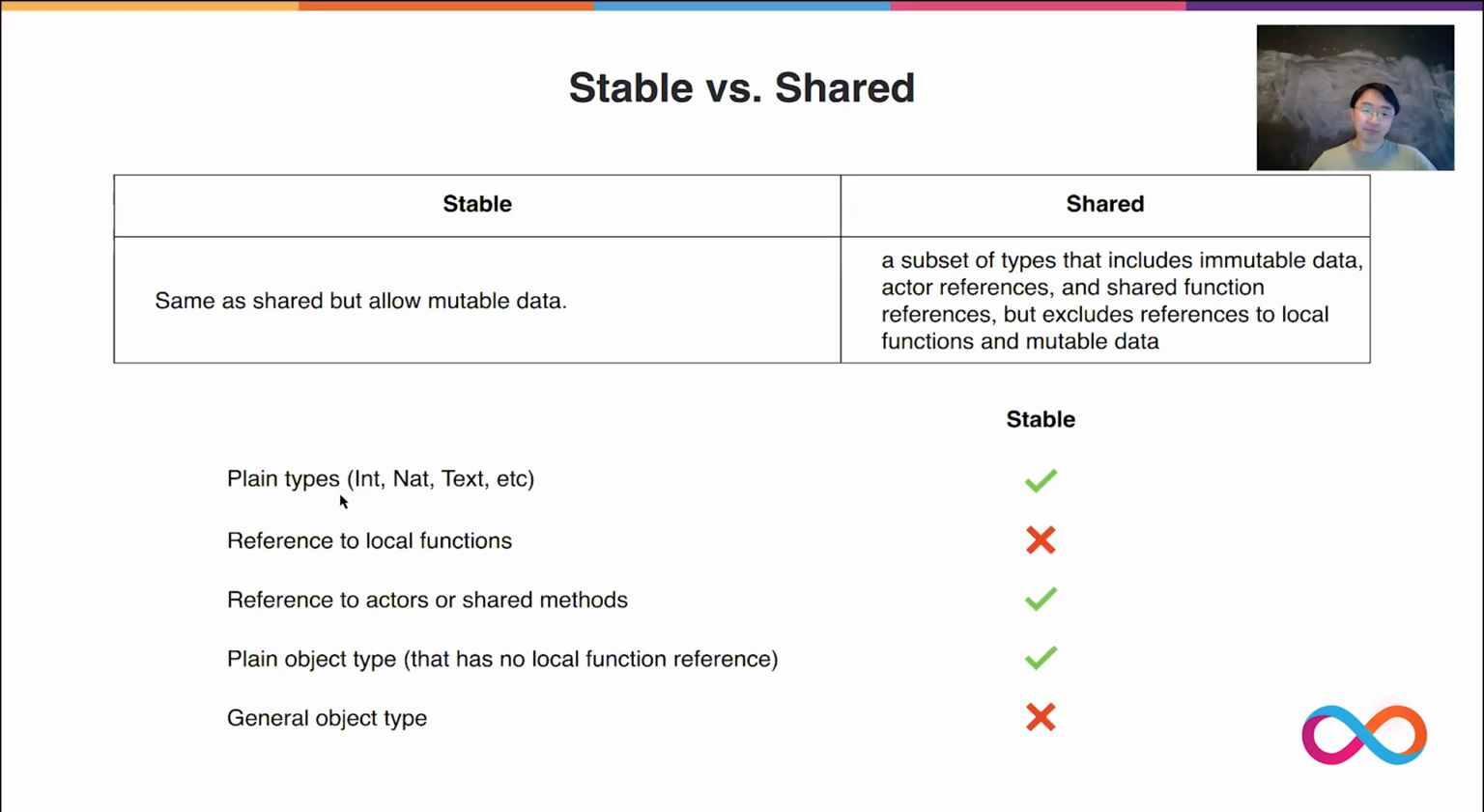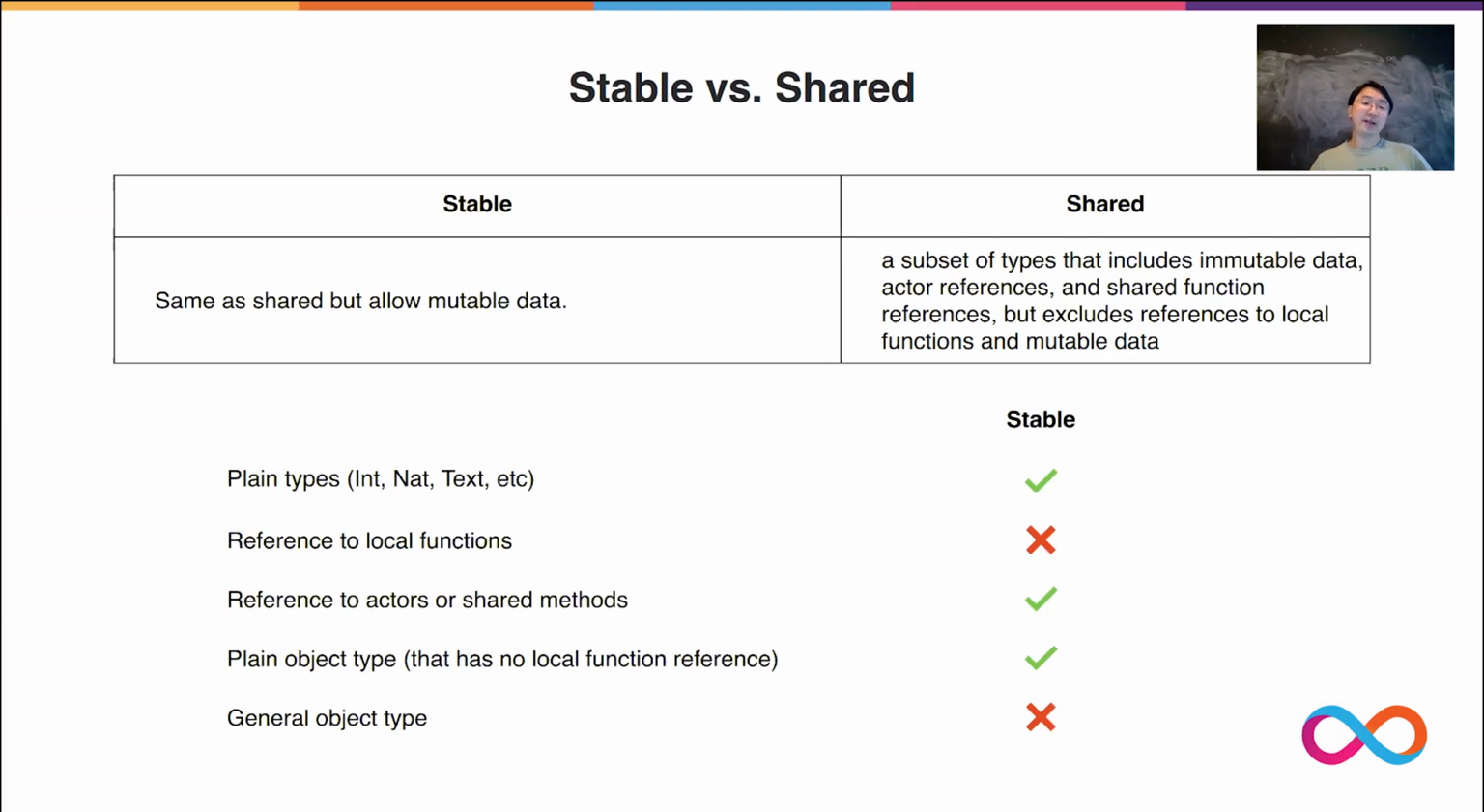We can see some plain types like nat, int, and text. They're stable, and they're also immutable, so they can be shared. But references to local functions cannot be stable, because when you upgrade, your local function may change, right? You don't know what the old reference should be now. For references to actors or shared methods, actors are referenced by their principal ID, which is why they can survive upgrades. And a shared method is basically a named function of the actor. So those are all kept as references. And plain objects, as long as the object doesn't contain a local function reference, are considered stable.